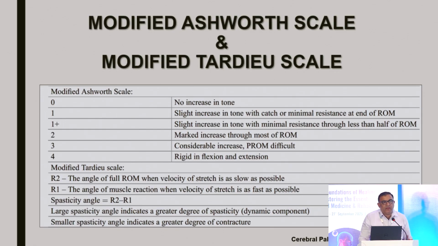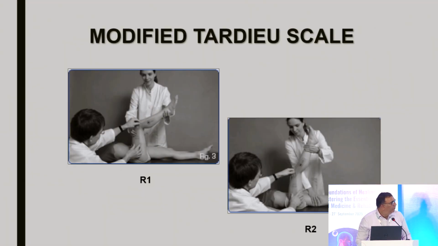We have two values, R1 and R2, because we all know botulinum toxin helps only in dynamic spasticity. It does not help when there is a contracture. So the larger the difference between R1 and R2, it indicates dynamic spasticity, and the smaller the difference, it indicates there is a presence of contracture. This is how we get two values, R1 and R2, in the Tardieu scale.